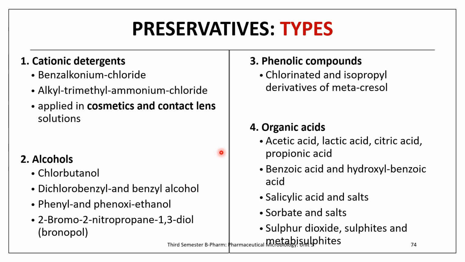And the third one is phenolic compounds like chlorinated and isopropyl derivatives of metacresol. And the fourth one is organic acids like acetic acid, lactic acid, citric acid, propionic acid, benzoic acid, salicylic acid, sorbate, and parabens like methyl paraben, propyl paraben, etc. So all these are the classification of preservatives based on the chemical nature.